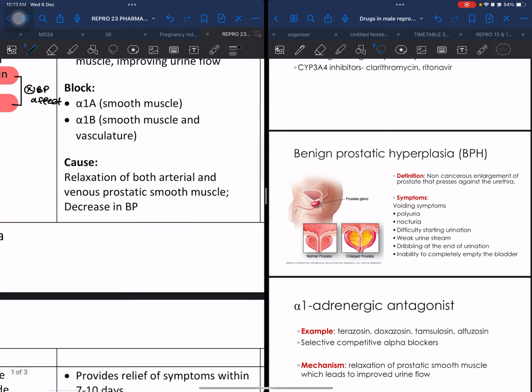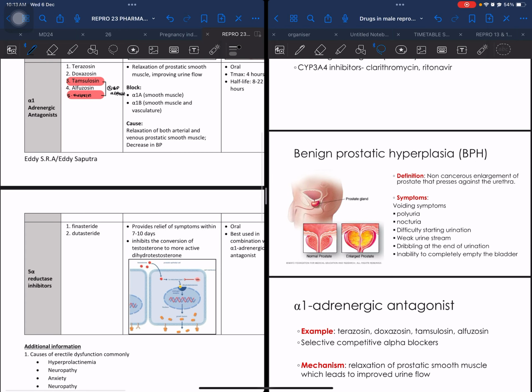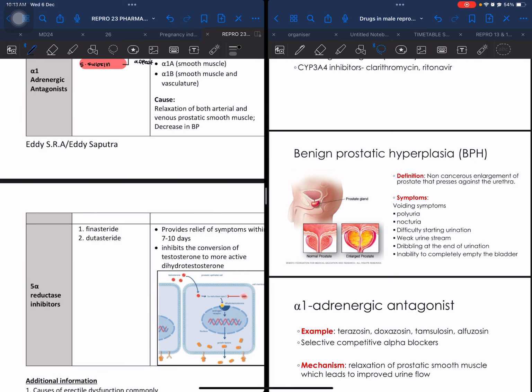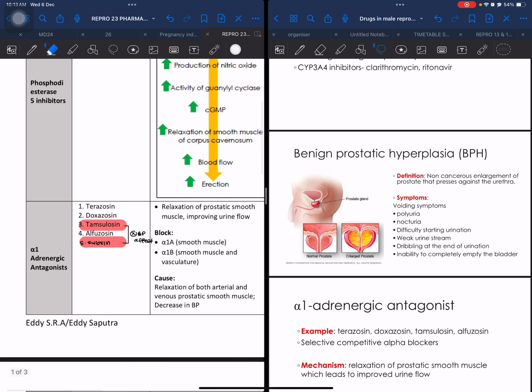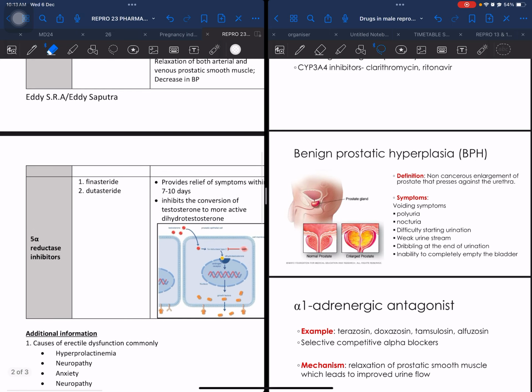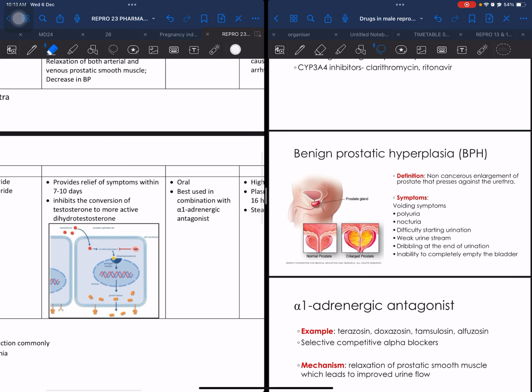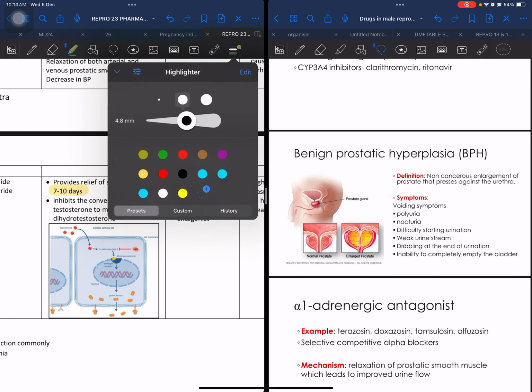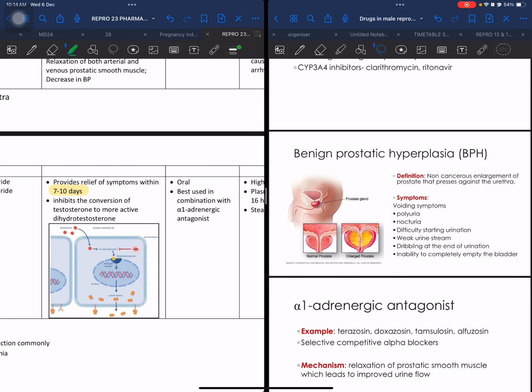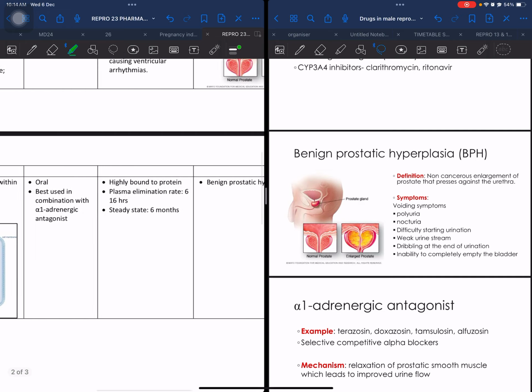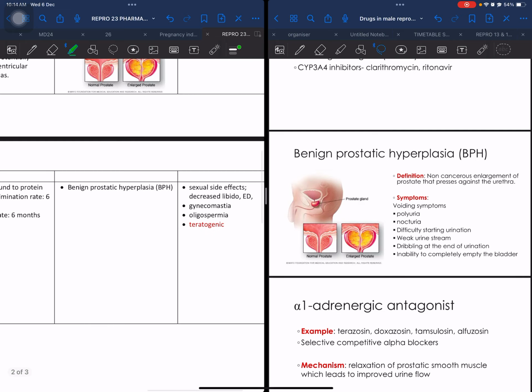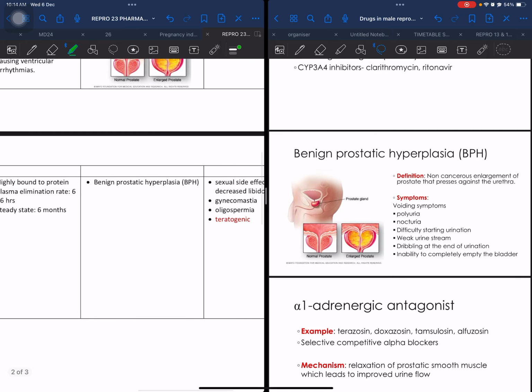Whereas the second group of drugs, 5-alpha reductase inhibitors, all your steroids like finasteride and dutasteride, provide relief of symptoms but take longer, 7 to 10 days. But it is best used in combination with alpha-adrenergic antagonists. Here, it has nothing to do with the blood vessel. It's more about the androgen hormone. So it inhibits the conversion of testosterone to the more active dihydrotestosterone, and so it reduces the androgen hormone.